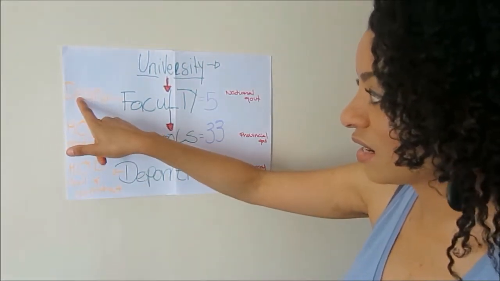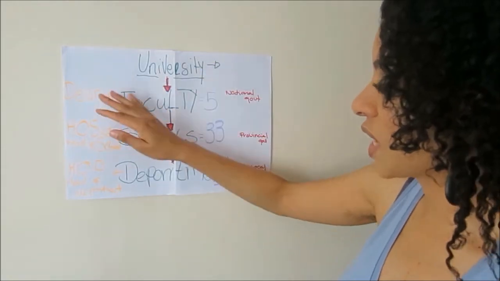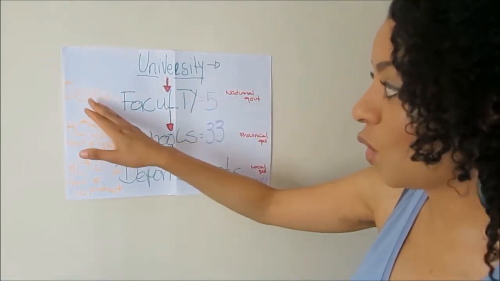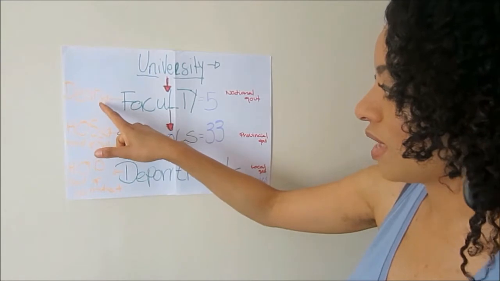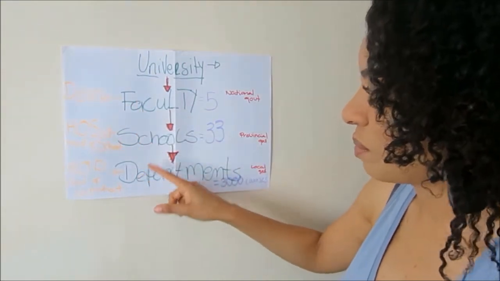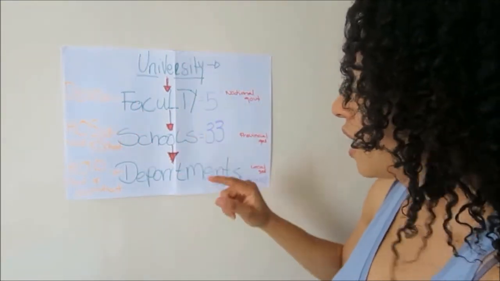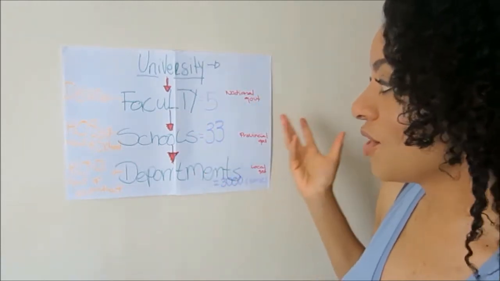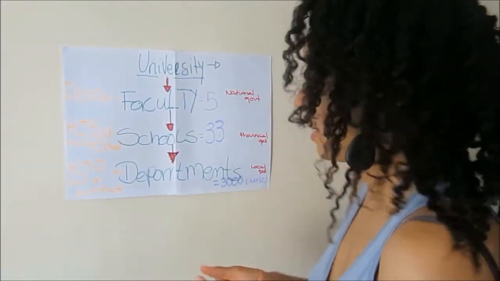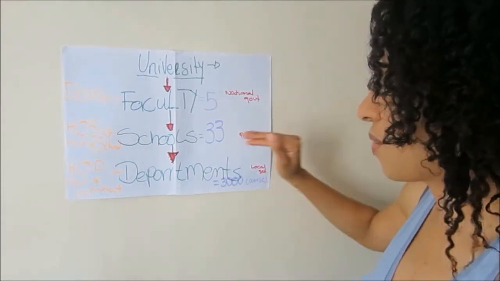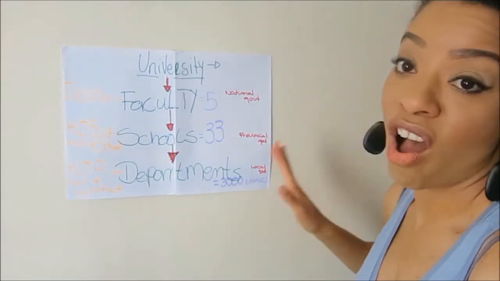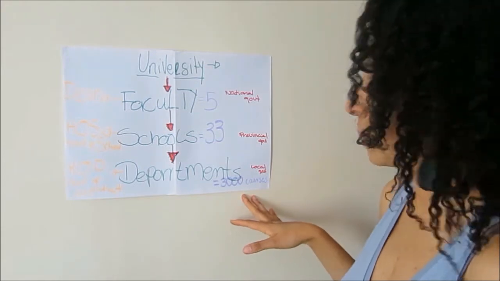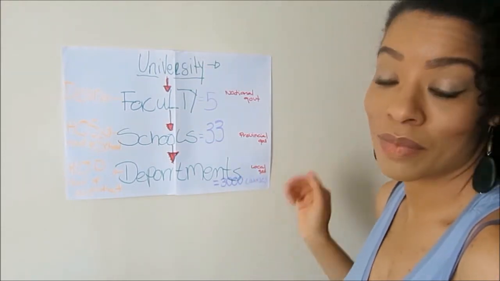Now, the dean is overall looking over the whole faculty, but is also the head over whichever school and whichever department falls within their faculty. At my university at least, there are 5 faculties, there are 33 schools, and there are 3,000 courses. Who says that there isn't something for everybody?